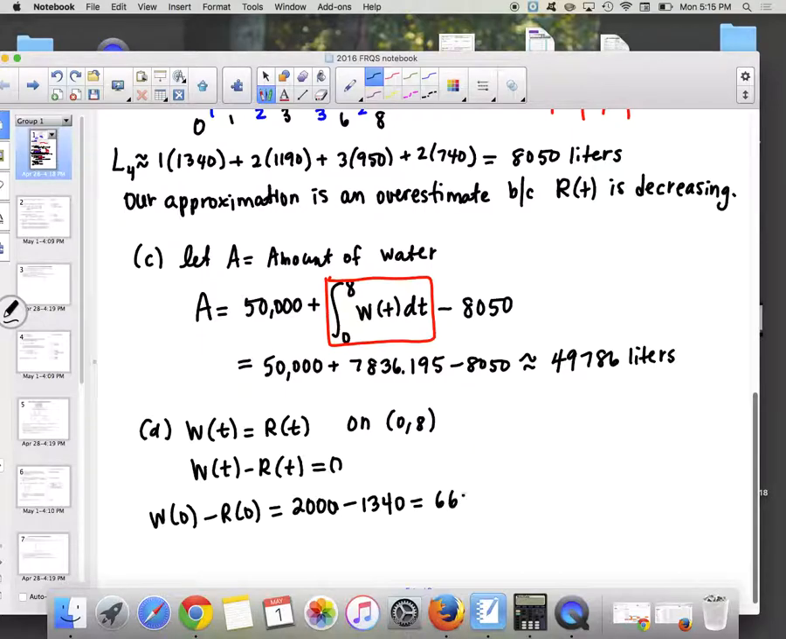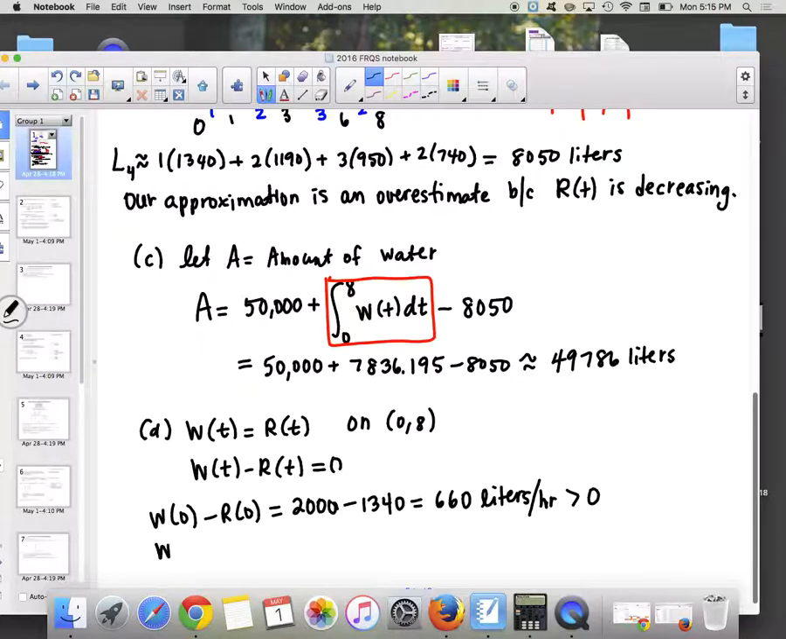So we get 660 liters. Now it doesn't matter what that amount is. Actually, it's liters per hour. It doesn't matter what that is. We just want to know that that's a positive rate. So basically the amount of water in the tank is getting bigger during this time.